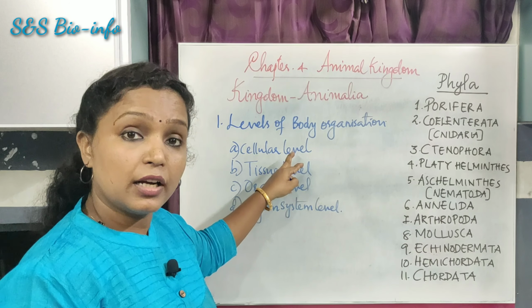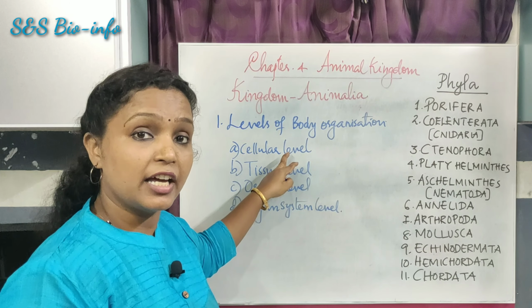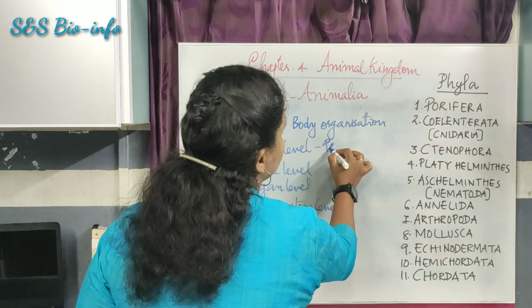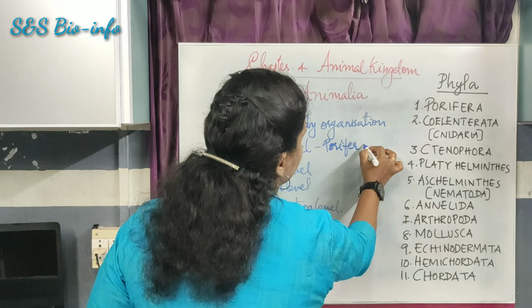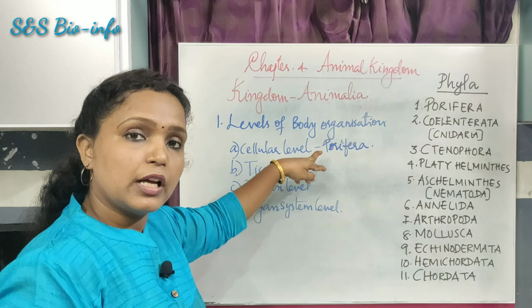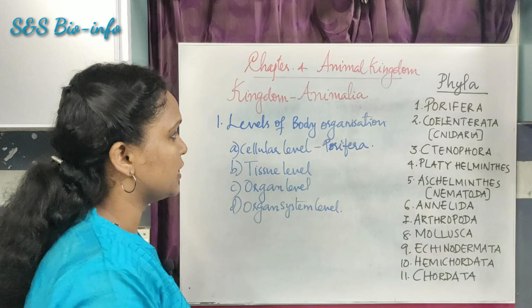First of all, the cellular level. The cellular level means the cell aggregations are found in such animals' body. For example, the phylum Porifera. Okay, the phylum Porifera are also known as sponges. Sponges exhibit cellular levels of body organization.